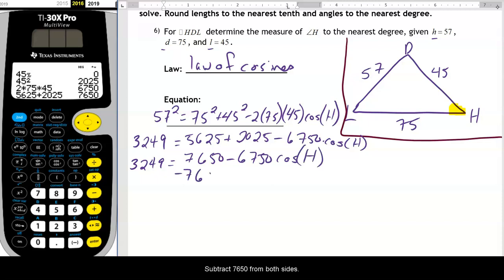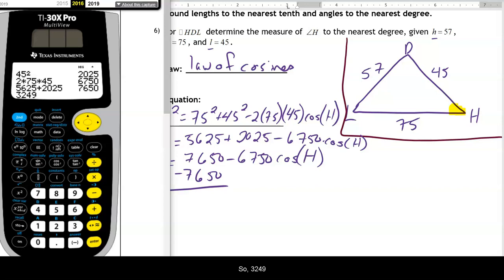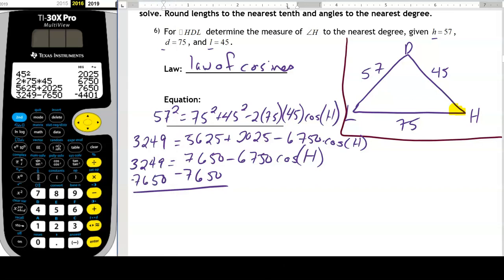Subtract 7,650 from both sides. So 3,249 minus 7,650 will be a negative 4,401 equals negative 6,750 cosine H.